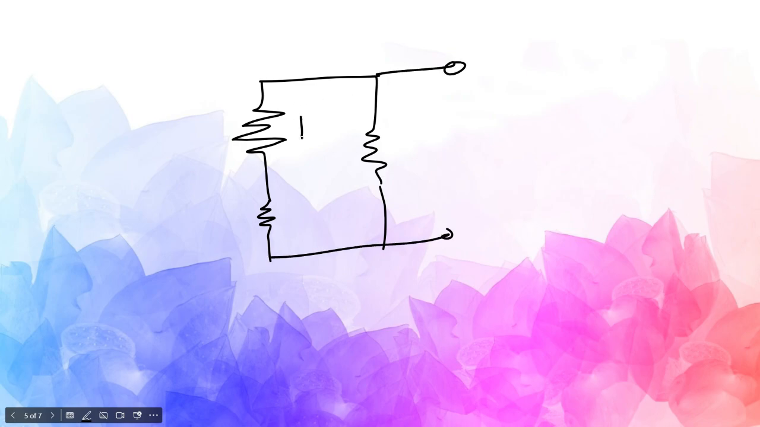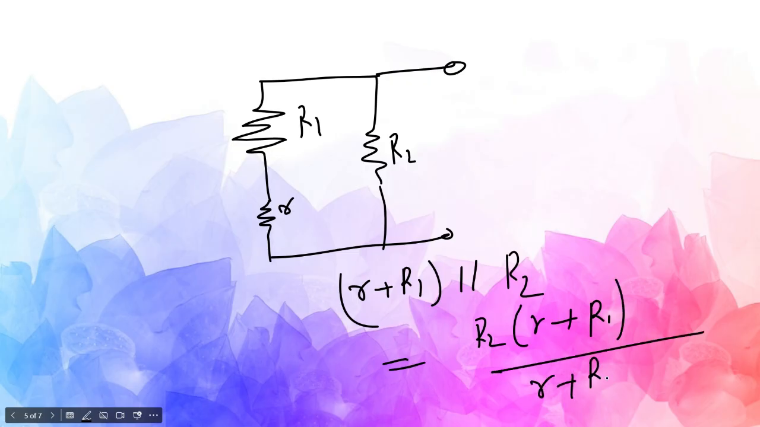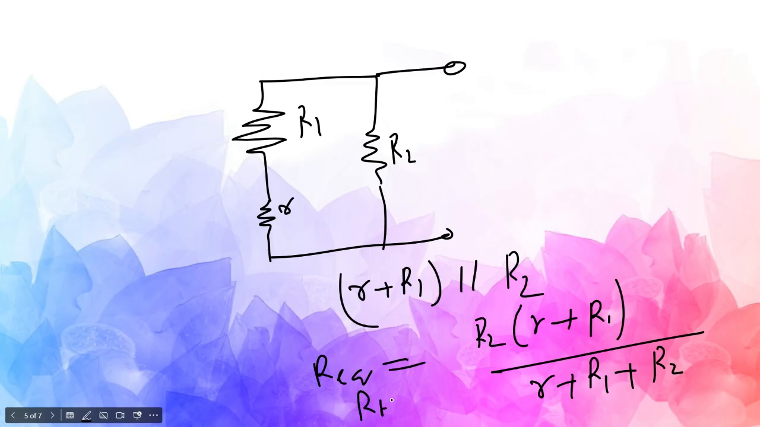So how much would be the equivalent resistance? This is R1, this is R2, and this is small r. So it will be r plus R1, which is in parallel to R2, which means R2 into (r plus R1) by (r plus R1 plus R2). That is R equivalent. So with this we have got VTH and R equivalent, which is also called RTH. So the Thevenin's equivalent circuit will look like this. It will have a resistance, and this VTH, and this is the circuit.